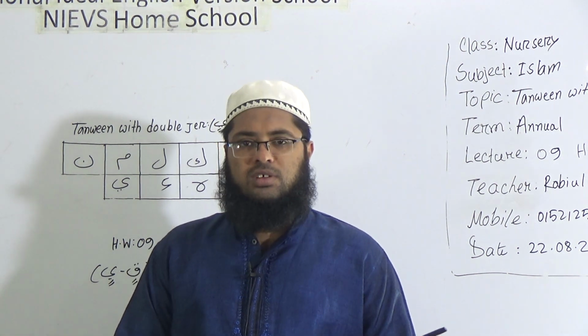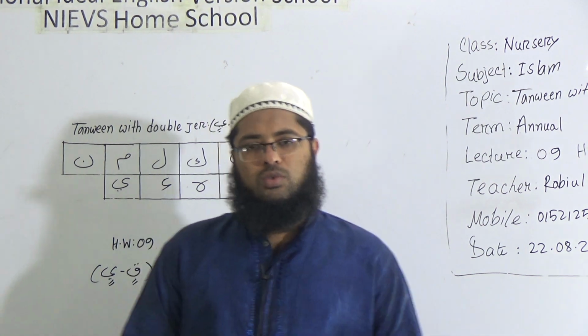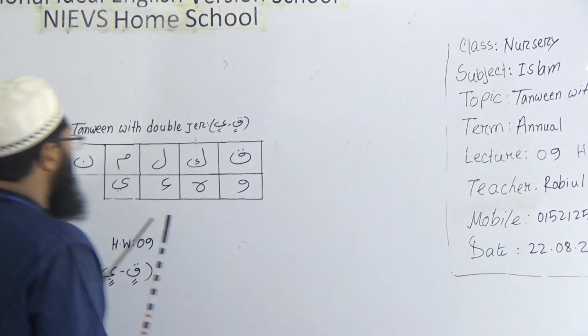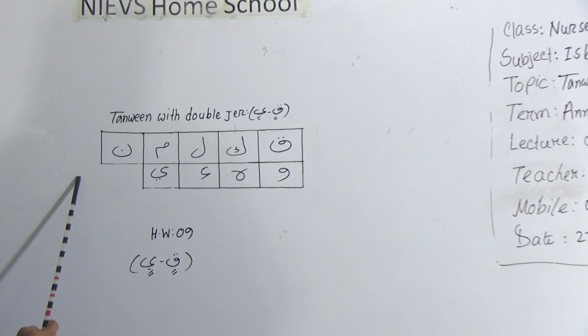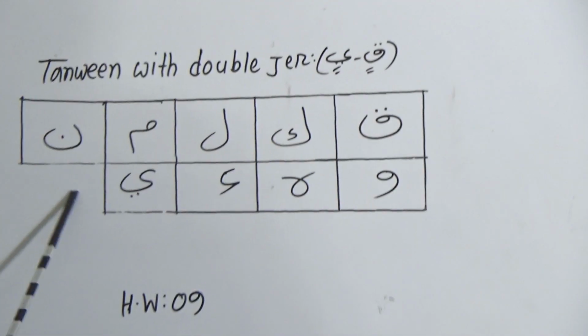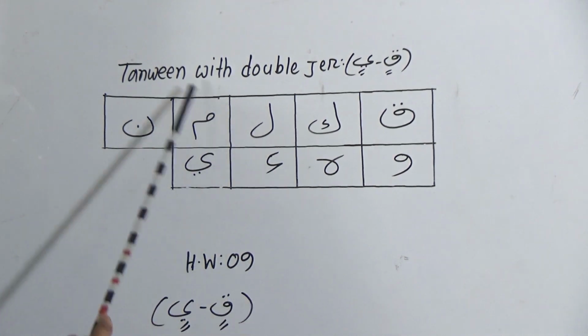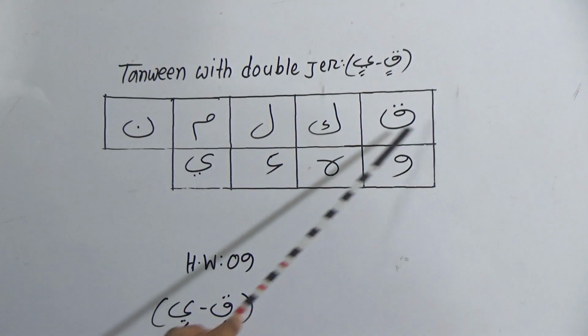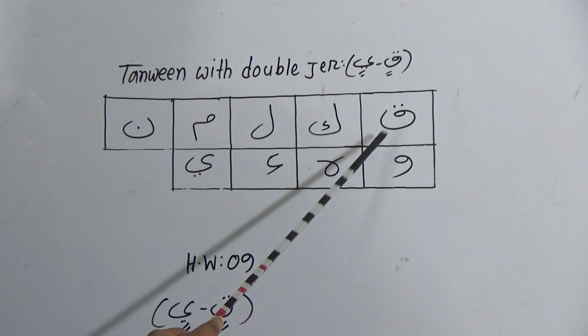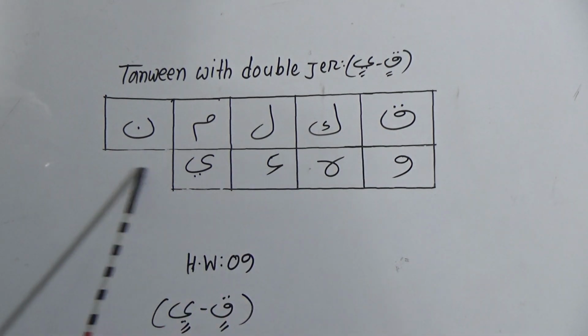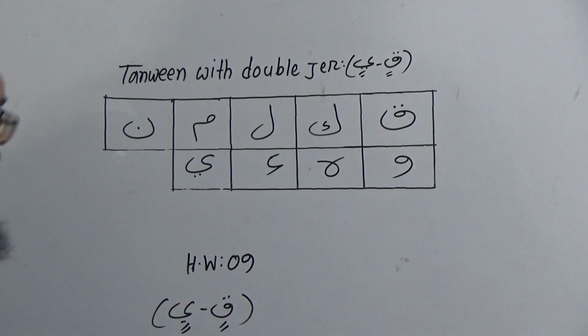So my dear students, let's start. At first, look at the board. My dear students, here I have written 9 Arabic alphabet letters. Now we will learn Tanween with double zer. Now we will put double zer under every letter. Okay, my dear students, let's start.